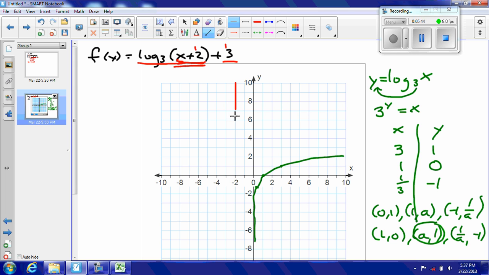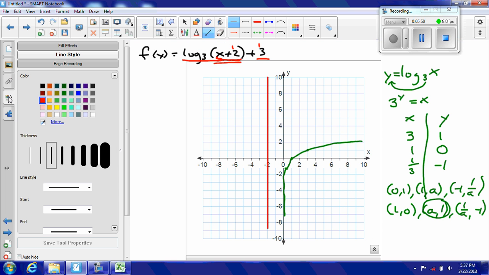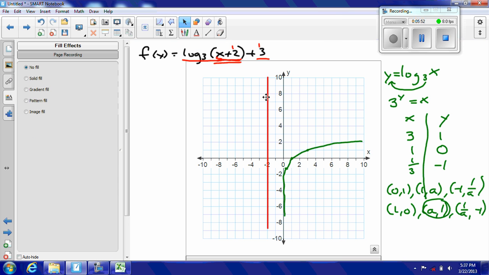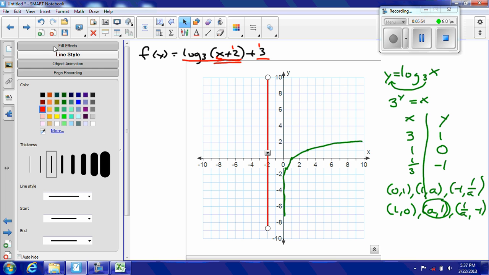So I'm going to draw my line right here, nice line. I think I'll make it a dashed line. I better make it a dashed line. Works better that way. Line style. Nice dashed line. There we go. So there's my asymptote.